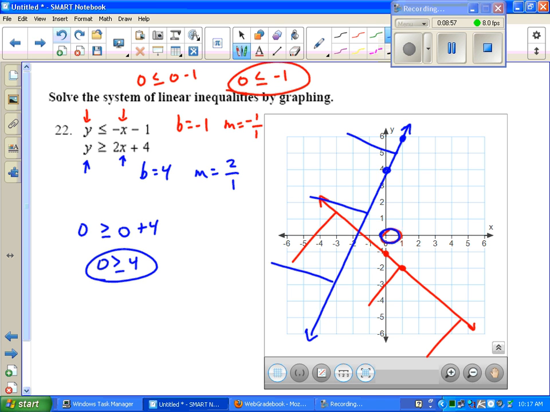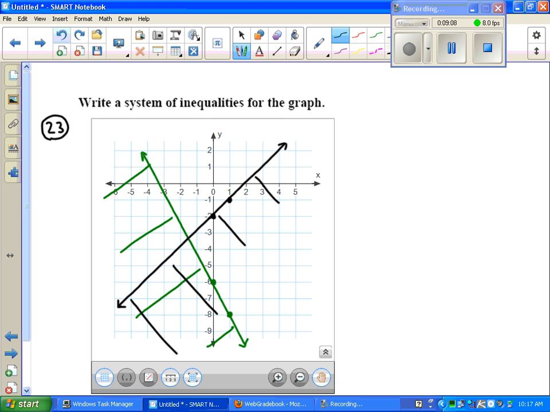Notice the area that they have overlapping is everything in this area here. This area over here. And then these next two you definitely can't see on your sheet. So make sure you at least get the correct points that I have up here and which way it's shading.